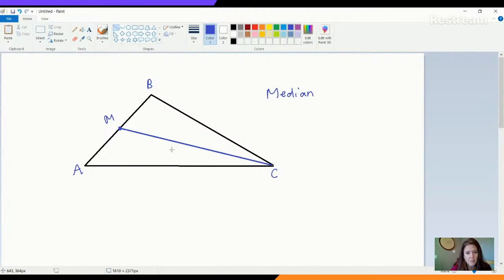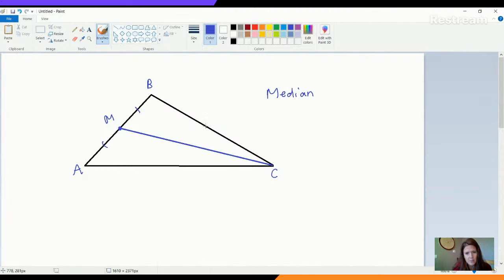A median is a little bit like the perpendicular bisector, except it's not perpendicular. It comes from the midpoint, but it goes to the opposite vertex. The one thing we do know, though, is that since that's the midpoint, these two line segments are congruent.